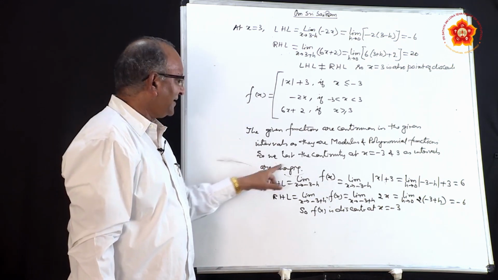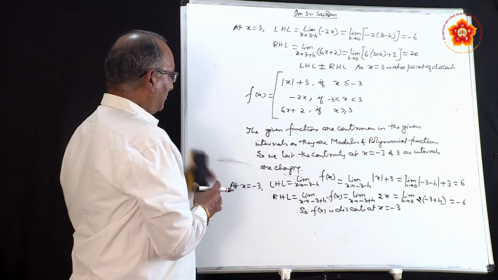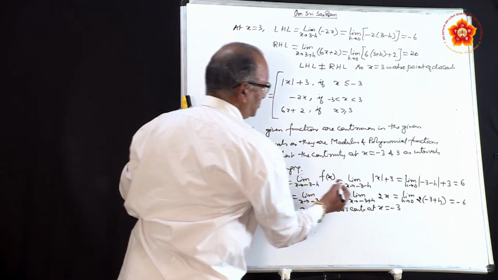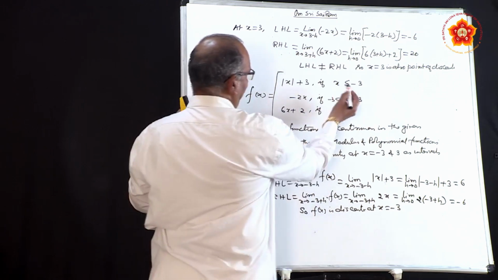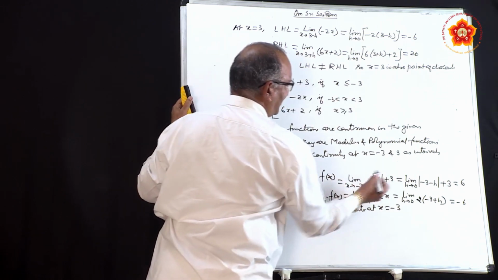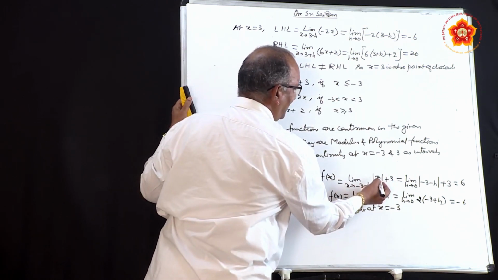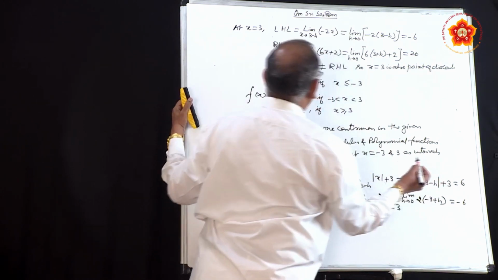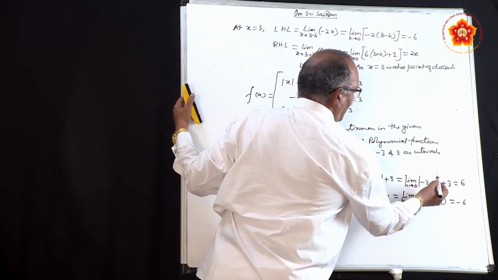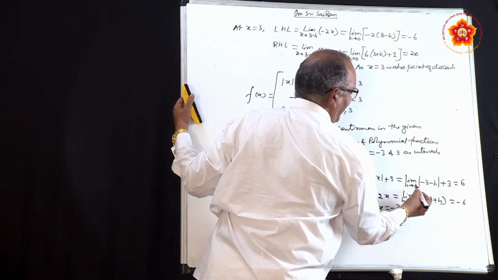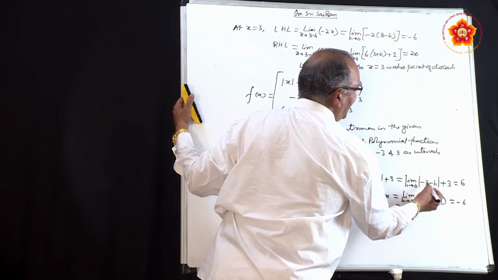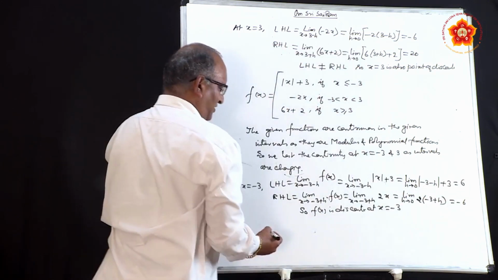We also check at this particular point, once again x equal to minus 3. Minus 3 minus h. When it is a little less than minus 3, the function is modulus of x plus 3. So, in place of modulus of x, we write minus 3 minus h plus 3. So, modulus of this, when we substitute h as 0, you get modulus of minus 3, which is 3. 3 plus 3 is 6. So, the value is correct.